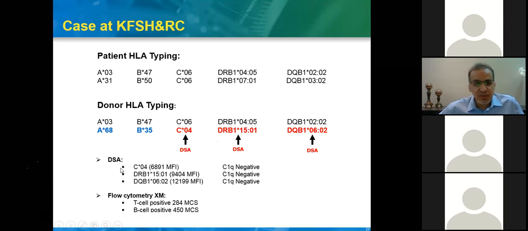The MFI of the DSA is 6,800 for C, 9,400 for DR15, and around 12,000 for DQ6. Luckily, all of this patient's DSA were C1Q negative. We also did the flow cross match, and it was found positive for T at 284 channel shift, and for B it was 450. We would be very worried and more concerned if it was C1Q positive, but luckily it was C1Q negative.